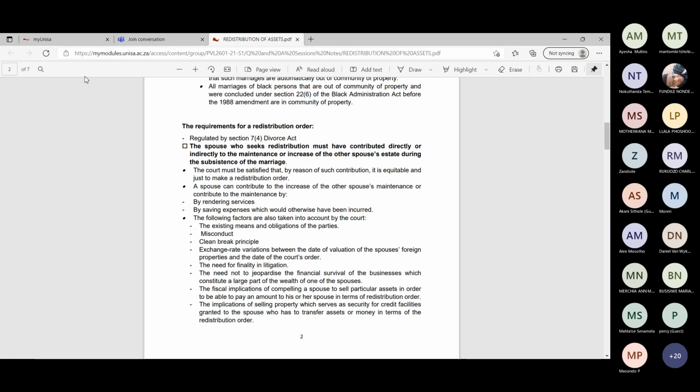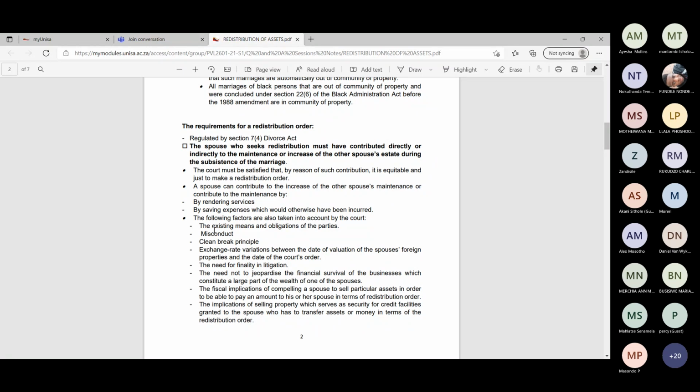So on page 2, I have stated the requirements, and I said the following factors are also taken into account by the court: the existing means and obligations of the parties, misconduct, the clean break principle, the exchange rate variations between the date of valuation of the spouse's foreign properties and the date of the court's order, the need for finality of the litigation, the need not to jeopardize the financial survival of the business, which constitutes a large part of the wealth of one of the spouses. So your question regarding maintenance will fall under the existing means and obligations of the parties.